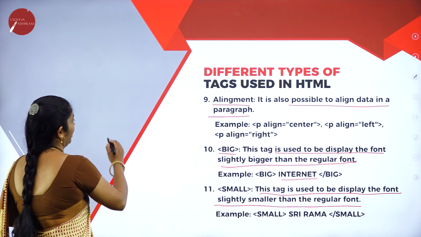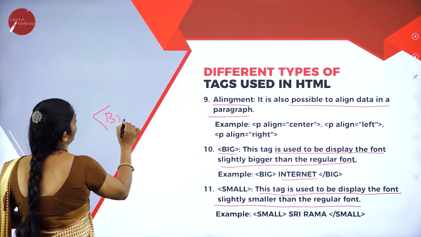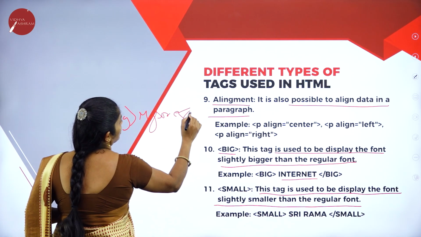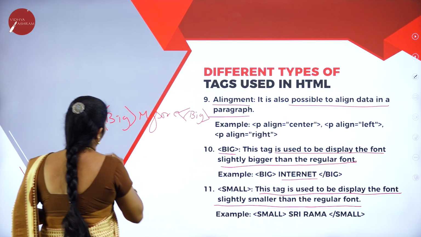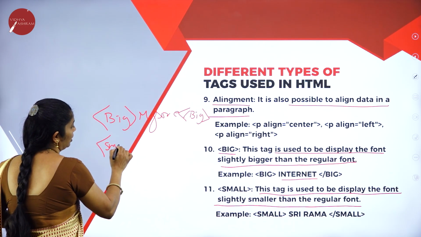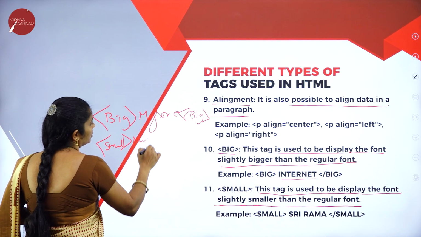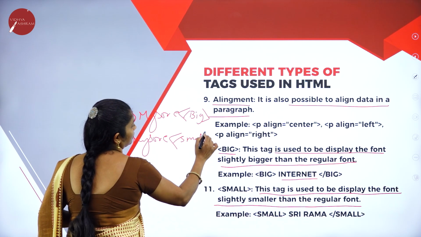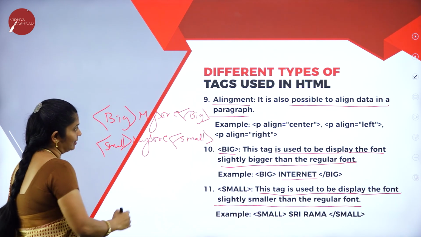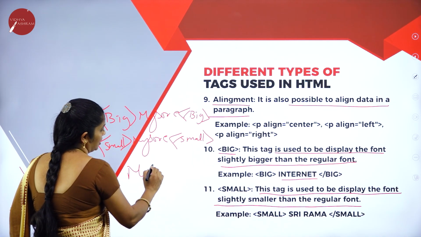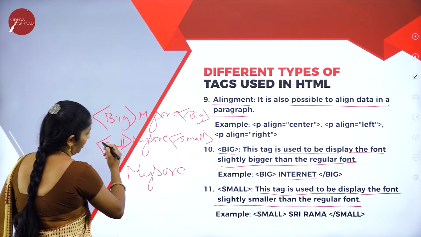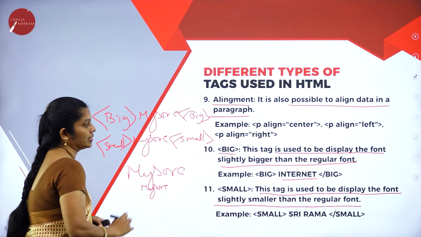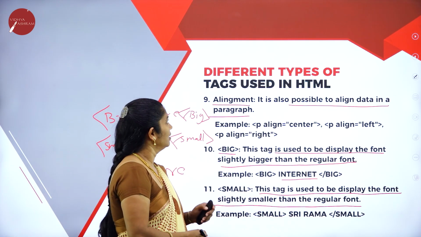For example, here if I am going to use big, Mysore, then I close the big tag. And one more, here I use small, Mysore, then I close the small tag. While displaying the result, first it will display Mysore, then a smaller size Mysore. This is the difference between the big and small tags.